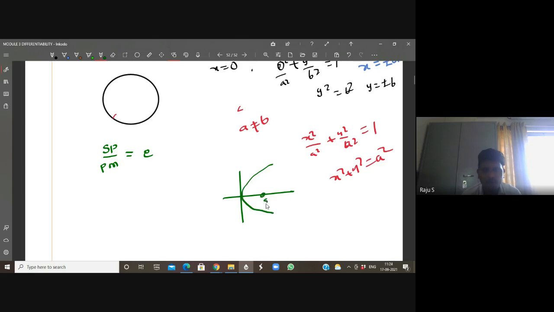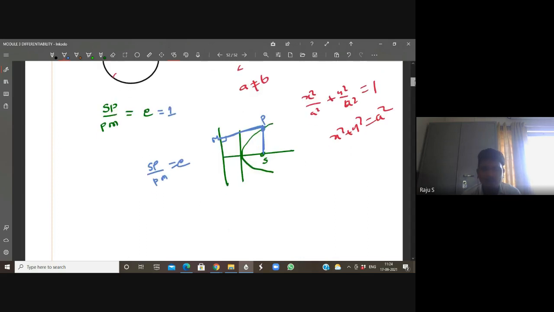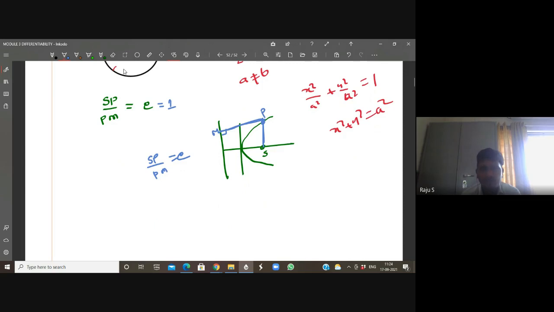When you see the parabola, this is the focus, this is the directrix. When I take the point P here and draw the perpendicular distance to the directrix, this is M. So the ratio SP by PM is equal to E. When E is equal to 1, then the conic is called a parabola.